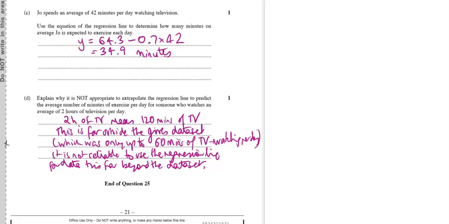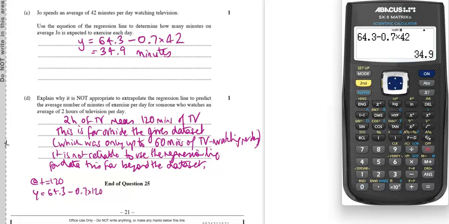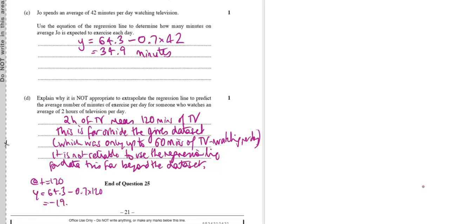If you prefer, you could try to use the regression line. At t equals 120, you would get y equals 64.3 less 0.7 times 120. So let's do that. 64.3 minus 0.7 times 120. And we get minus 19.7, but negative time has no meaning in this context. So you can see that that's nonsense.